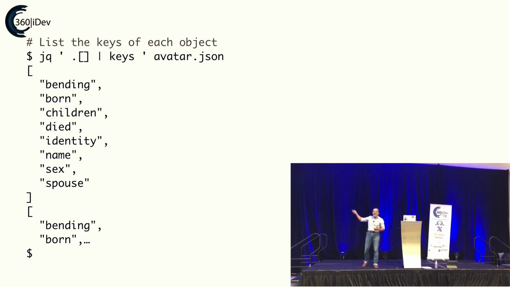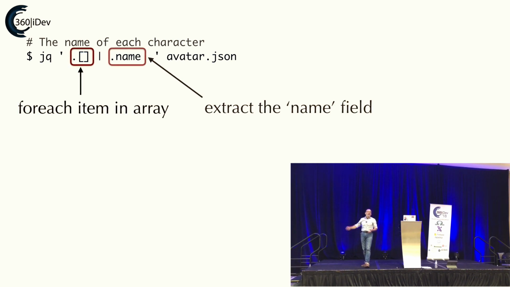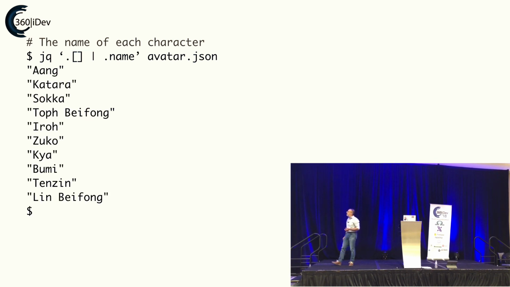And then I get, for every object, the keys for that object. For every one of the characters in Avatar, I have Bentley, born, children, died, identity, name, sex, spouse. Really useful. There's something a little bit more complex. Instead of just showing the keys, I want to extract a name field. So the same thing: iterate over the objects, extract dot name.